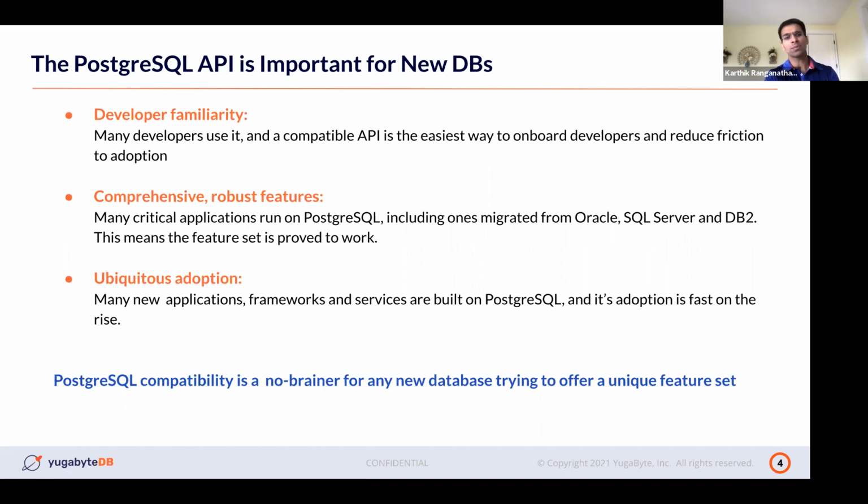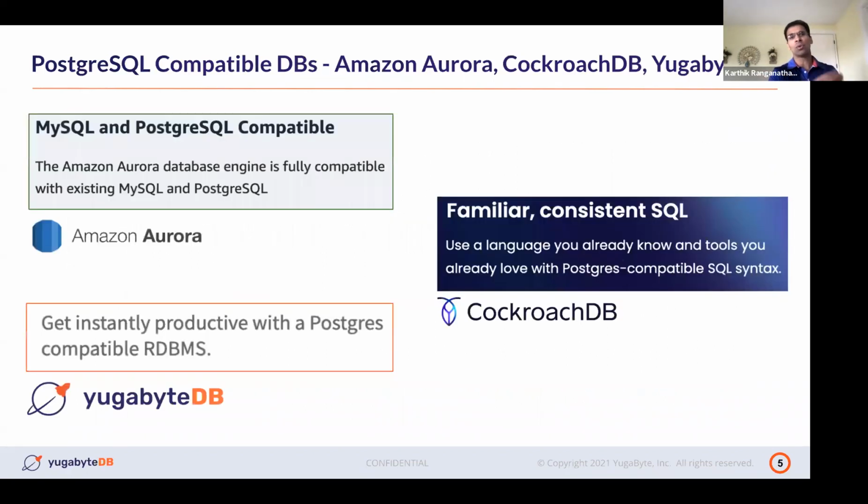Postgres has ubiquitous adoption. There are a lot of new applications, frameworks, and services being built on Postgres. Adoption is on the rise, which means the tooling and the environment, the support for it, the talent pool of people that know how to use Postgres, everything is on the rise. And so that de-risks picking up a database that is Postgres API compatible, right? So Postgres compatibility is a no-brainer for a database trying to offer a unique new feature set in order to accomplish an end, right? So it's no wonder that you're seeing more and more databases becoming Postgres compatible, right?